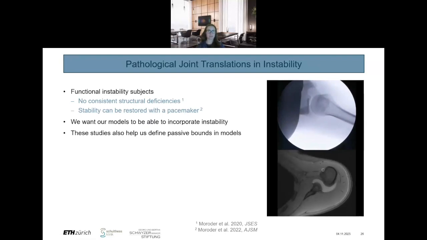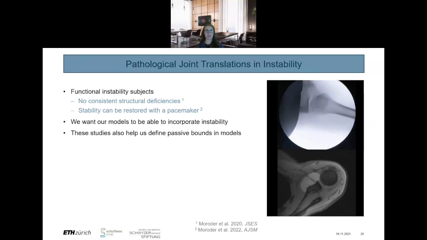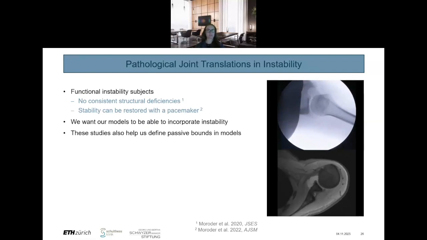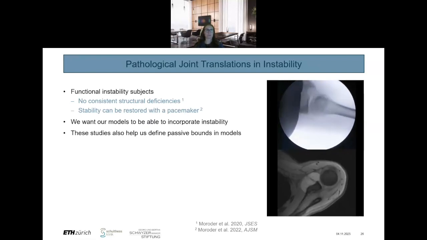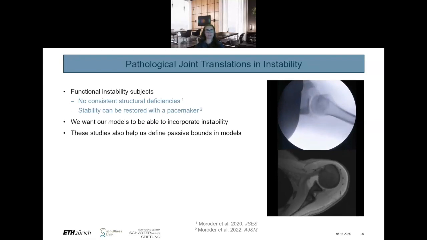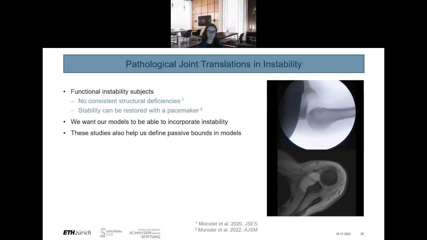And what's very interesting in these cases is that a pacemaker that selectively activates certain muscles that are underactivated can then restore the stability. So I think this is really important to keep in mind for our models, that our models should have such large passive bounds. And we also want the models to be able to replicate this instability. You know, if in our model we activate the muscles such as this patient would activate, we do want to know whether that would sublux the humeral head or not.